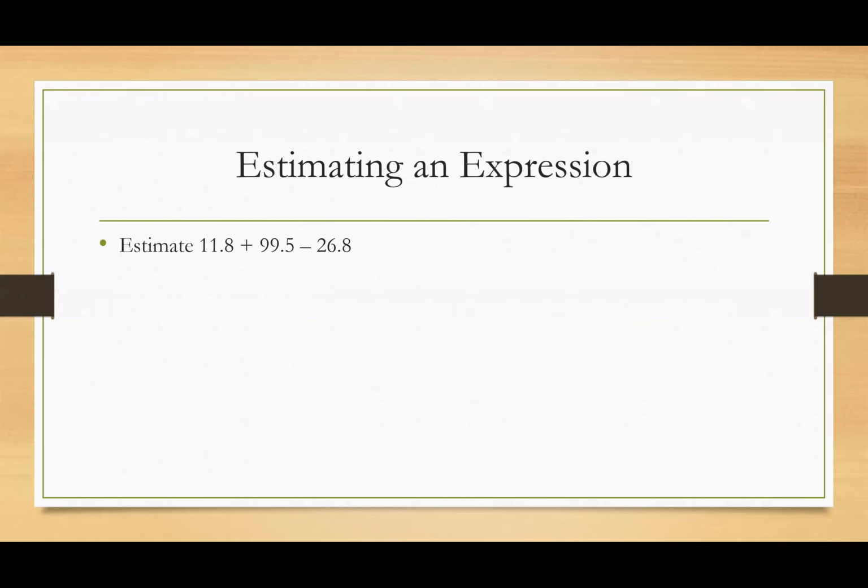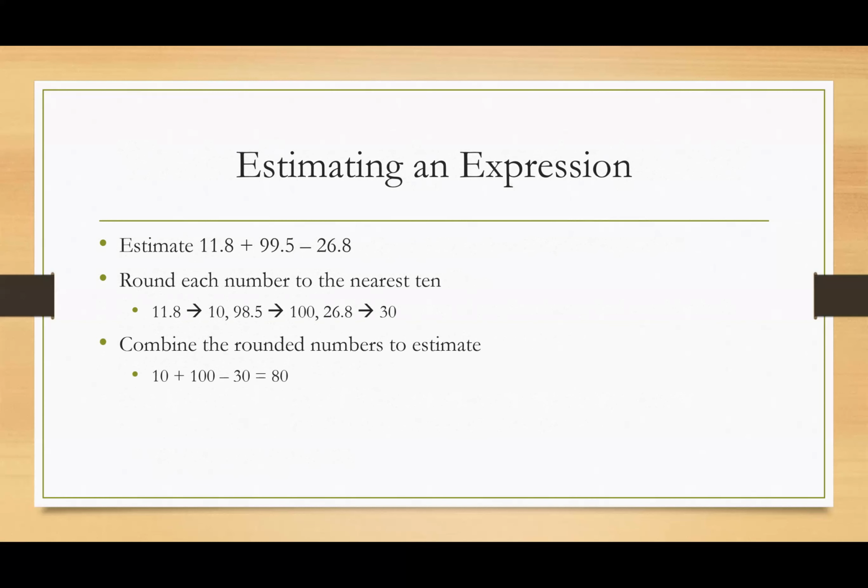So one thing we could do is just round to the nearest tens. If we round each number to the nearest 10, then 11.8 is closest to 10, 99.5 is closest to 100, and 26.8 is closest to 30. So if we use each of those rounded numbers, we have an estimate of about 10 plus 100 minus 30, which is 80. So a good estimate for this expression is 80.